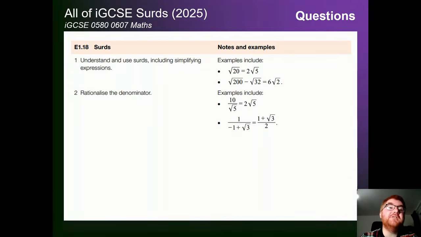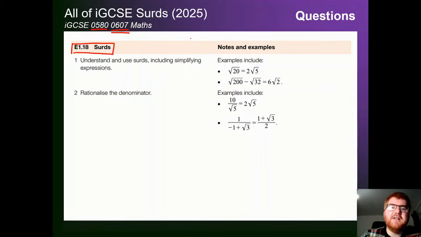So today I'm going to go through all of iGCSE Surds, and this is for the 2025 course for 0580. So if you're taking iGCSE 0580 in 2025, then this is new content you need to be aware of, specifically E1.18 on Surds. If you do the 0607 course, again this remains, so you need to be aware of this topic as well. I've done a little bit of practice on 0607 questions. Again, you can check that out in my all of iGCSE maths playlist.